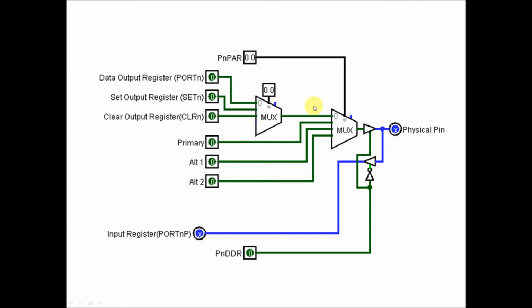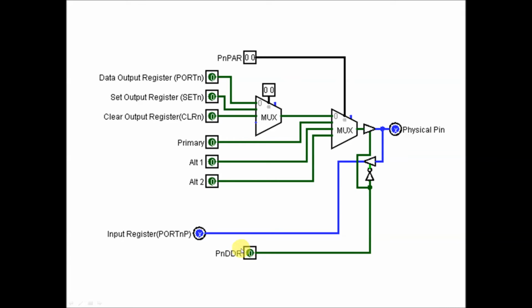If PAR is 00, that means it's general purpose I/O, and we can use these registers to control the physical state of the pin. If it's set to 1, then it's whatever the pin's primary function is. If it's set to 2, it's whatever alternate 1 is. And if it's set to 3, it's whatever alternate 2 is. And these could be anything. It depends on what the system is configured for, and different tables will tell us what the primary and alternate functions of a physical pin are.